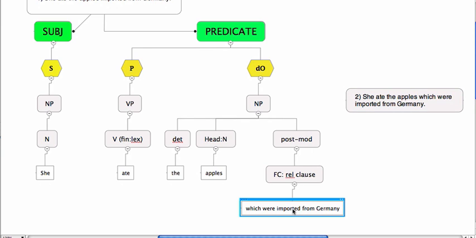Now why is that? Well, it's because this is a finite clause. And we know it's a relative clause, a finite clause, because the first word here is a relative pronoun. It's referring back to the apples here. And so because you have a finite clause here and a main clause, the relationship is complex.